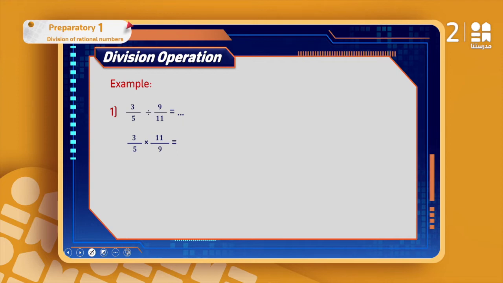Change division to multiplication. Now, let's think about which number we can divide by. We are going to divide by 3 up and down. 3 divided by 3 is 1. 9 divided by 3 is 3. Then multiply: 1 times 11 is 11, and 5 times 3 is 15.